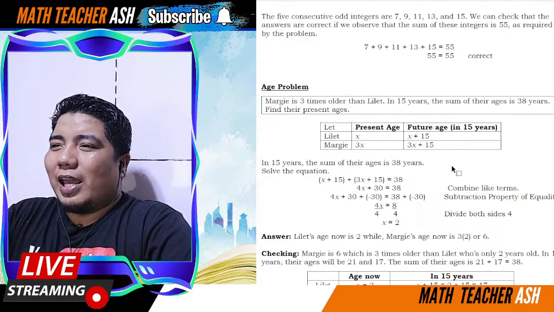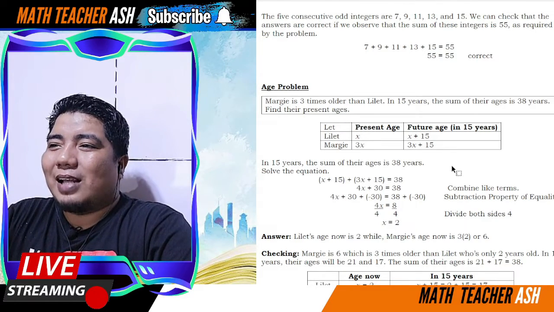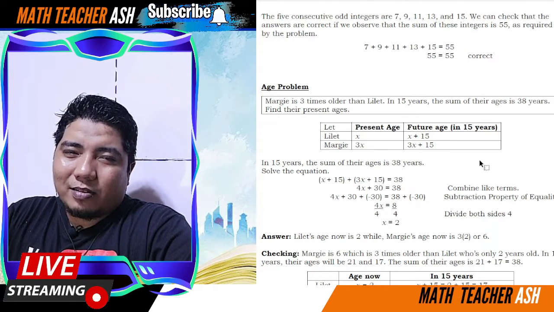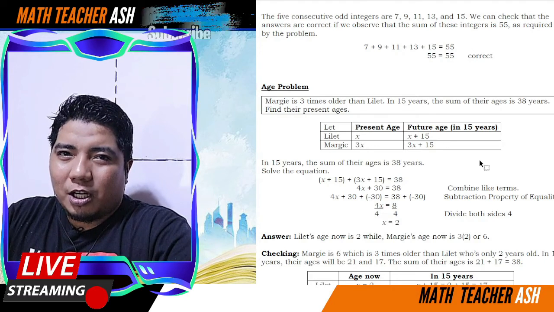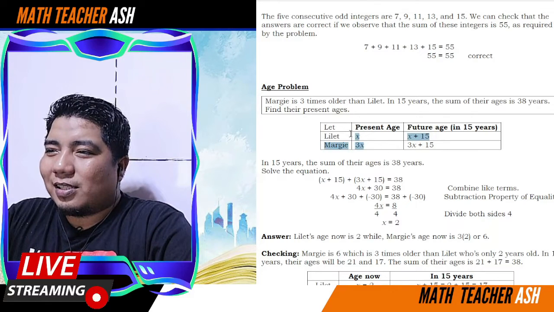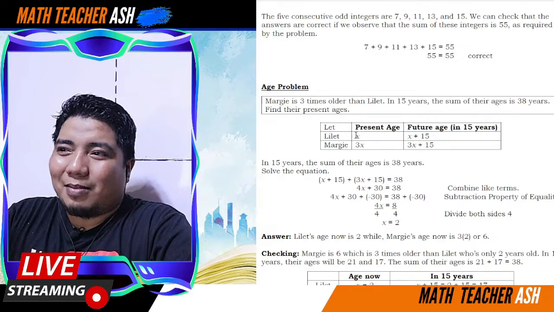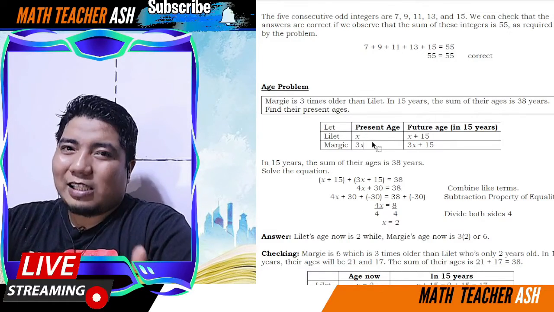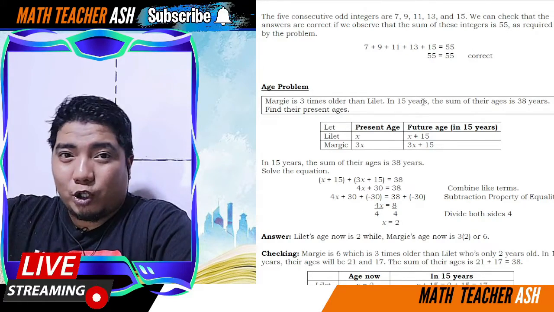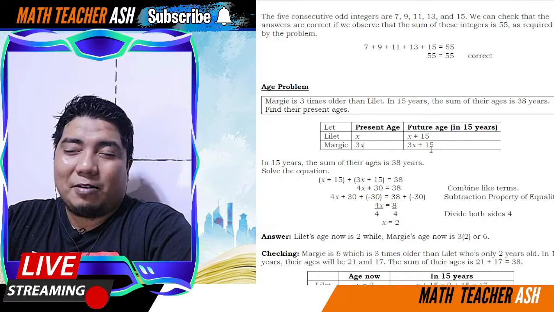Okay, now let's go to the age problem. Age problem says here, Margie is 3 times as old as Lilet. Okay, so yung age ni Lilet and then yung age ni Margie, 3 times lang mula kay Lilet. Okay, so therefore, kung si Lilet ay x, si Margie ay 3x kasi 3 times kay Lilet man. Alright, so I hope that's clear. That's the first representation. In 15 years, so plus 15 na tayo kasi in the future na yan. So that will become x plus 15 and 3x plus 15 in 15 years.